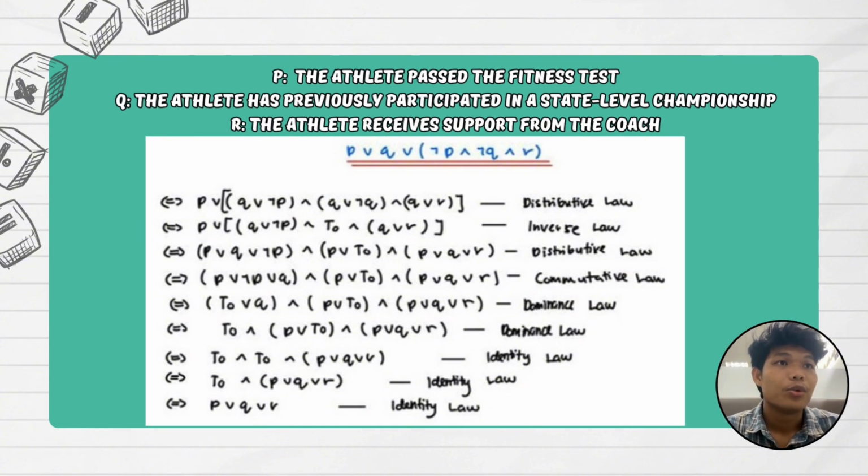After that, the dominance law, which gives tautology or Q, and P or tautology, and P or Q or R. So next we use the dominance law again, which gives tautology and P or tautology, and P or Q or R. After that, we use the identity law: tautology, and P or Q or R. Then we use the identity law again: tautology, and P or Q or R. And lastly, we use the identity law again, which gives P or Q or R. And that's the final answer.